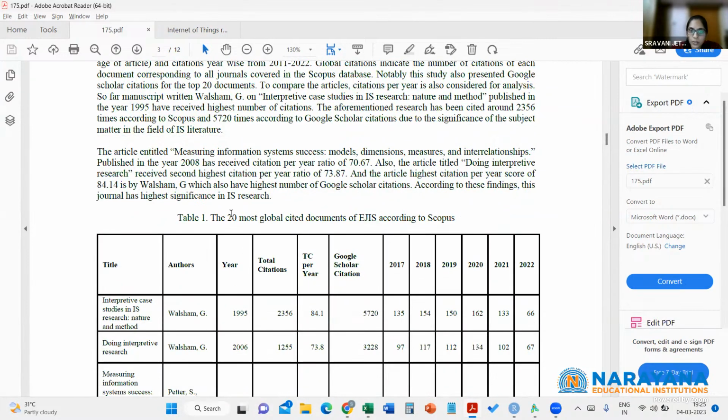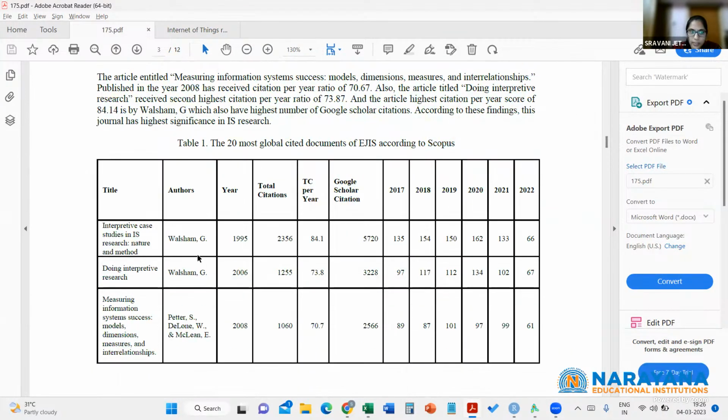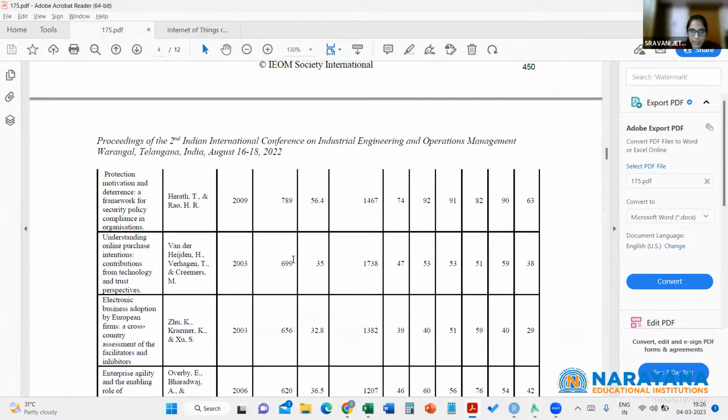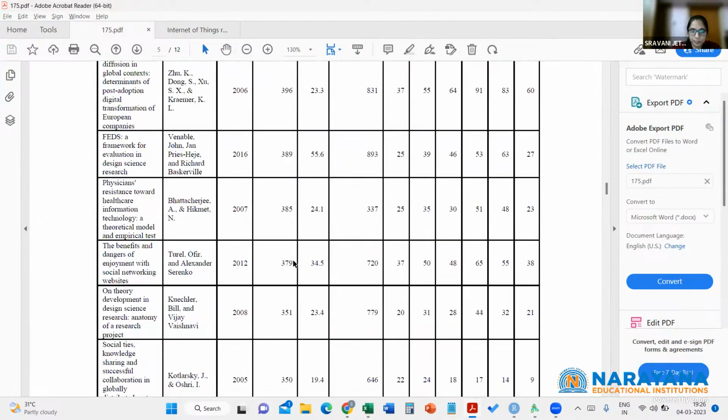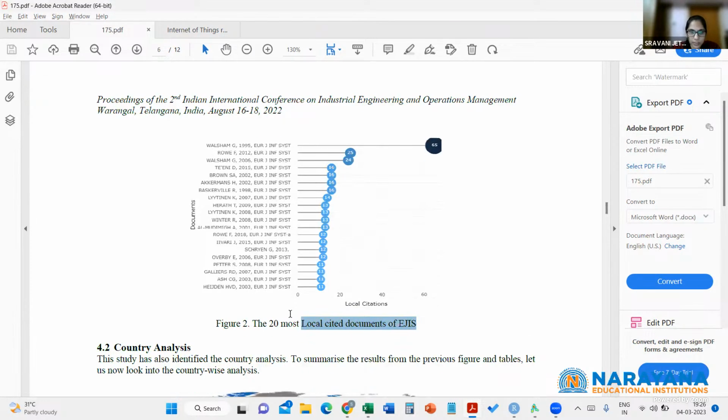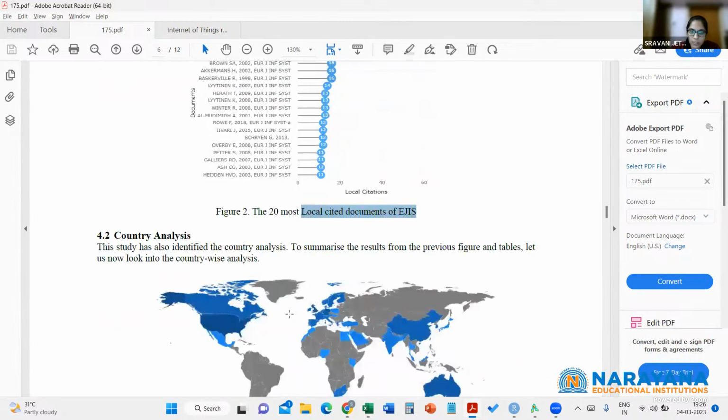And one more metric that you can indicate is the most cited articles in this particular journal, according to Scopus. Here, it shows that the interpretive case studies article has the maximum citations. This is one way to display your result. Similarly, you can give a figure related to the most cited documents, in the order of their citations, like Walsham has 69. This is one of the figures you get through doing a bibliometric analysis.